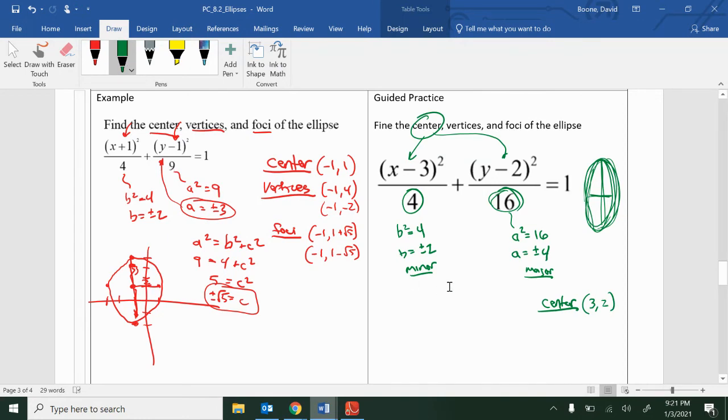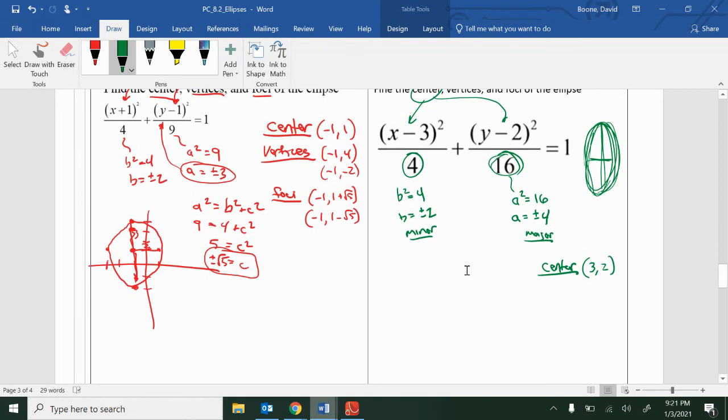So if you want, what you could do is start graphing this and looking at where this would all be. That center is at 1, 2, 3, 1, 2. If that center is at 3, 2, and again, I know it's going this way. My major axis, I have to go up 4. 1, 2, 3, 4. And down 4. So 1, 2, 3, 4.